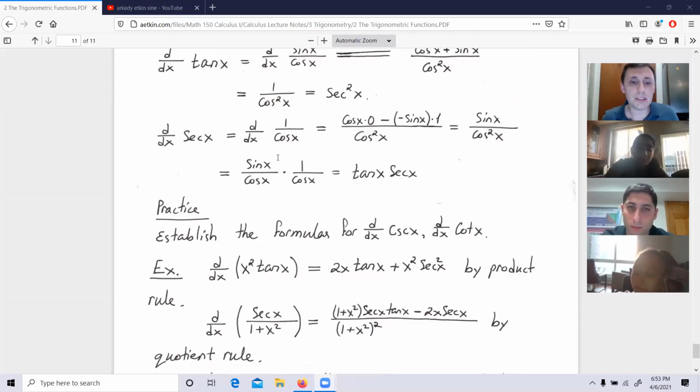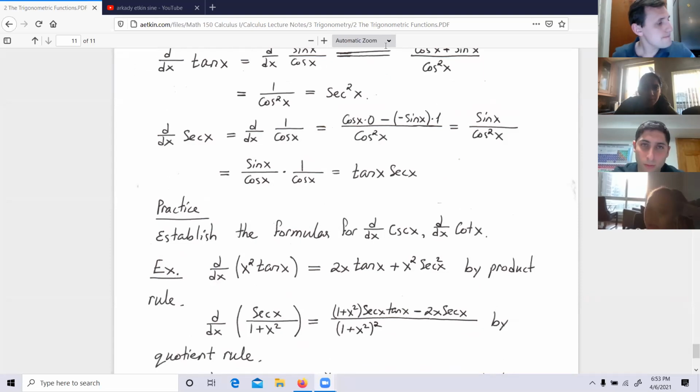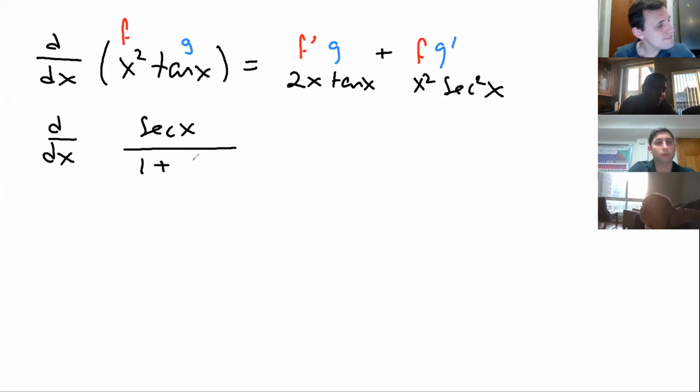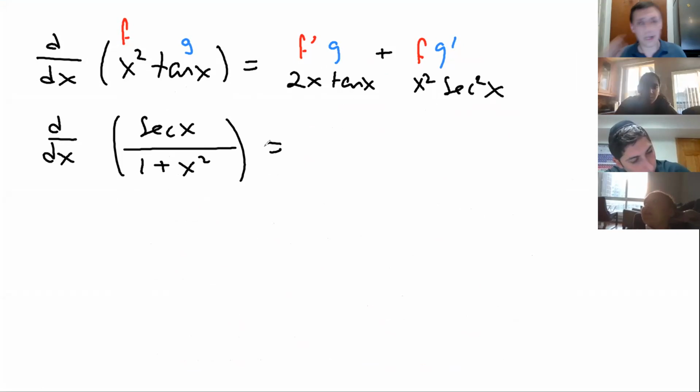All right, what else is there? So let's take the derivative of secant over 1 plus x squared. Please calculate it fast. 2 minutes.